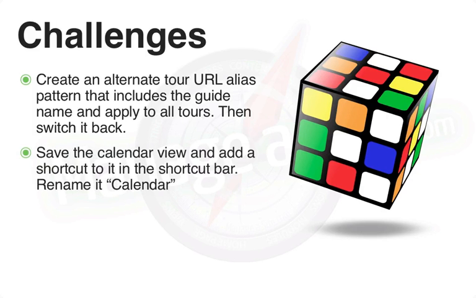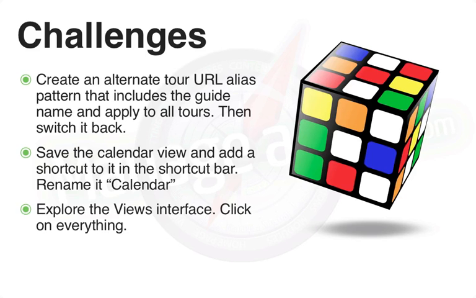Next, you can save the calendar view that we've been working on and add it as a shortcut to the shortcut bar, and then rename it Calendar. Finally, you can explore the entire Views interface, click on everything that you possibly can, and get a sense of familiarity with where Views starts and where it ends.